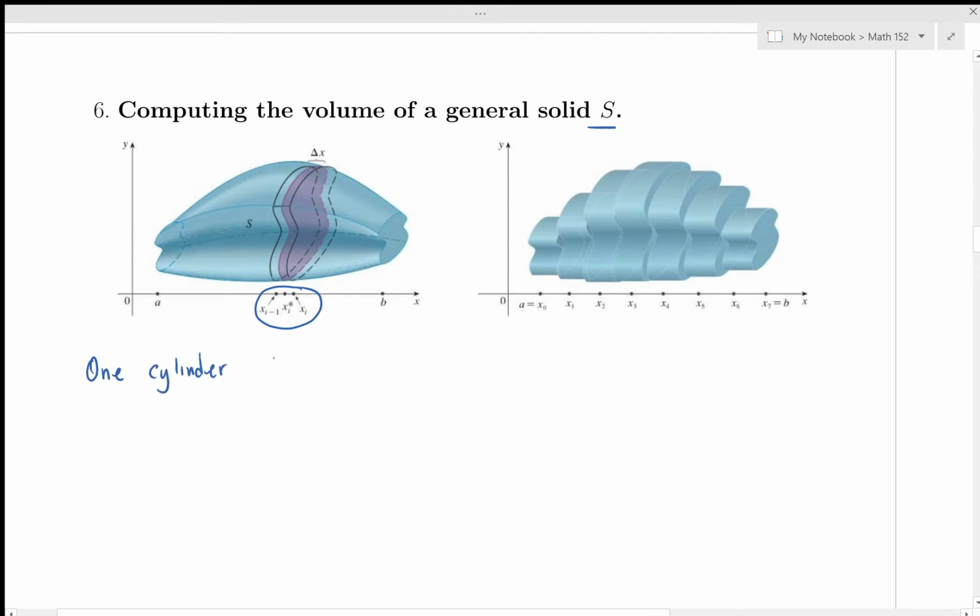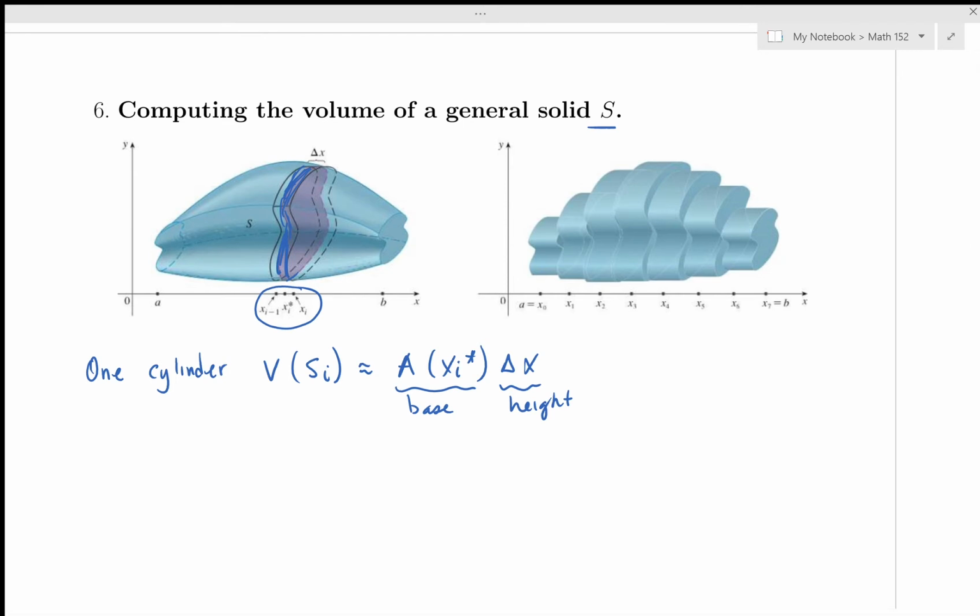The volume of that little slice of the solid, S sub i, is approximately the area of the base of that cylinder times the height. So this is the base, and this is the height, and that is this formula here, the volume of S sub i. That is the volume of the ith sliver of the total solid S. Then we add up all n of the cylinders.